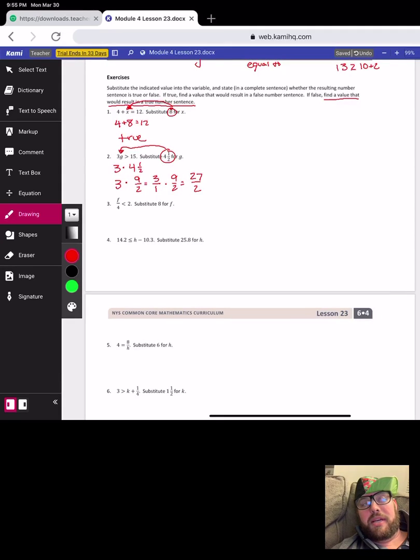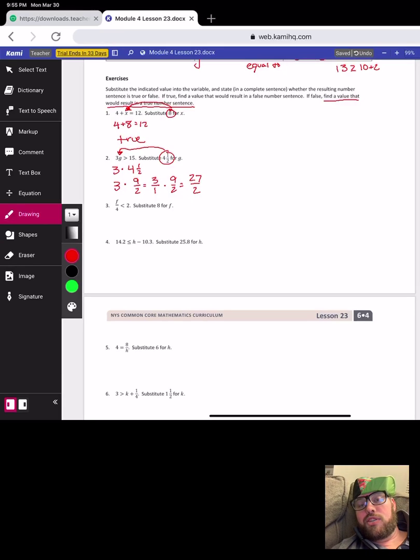So I'm going to make it a mixed number. How many times can 2 go into 27? Well, 2 times 13 is 26, and then I have 1/2 left over. So is 13 and 1/2 greater than 15? No, right? That's false.